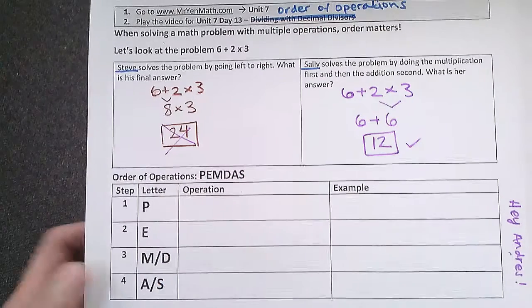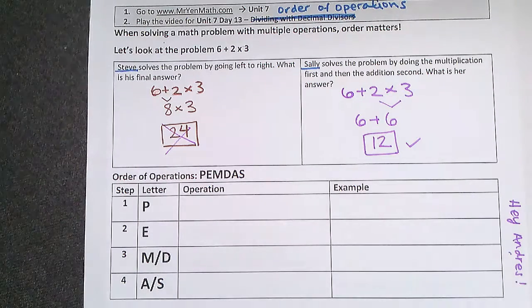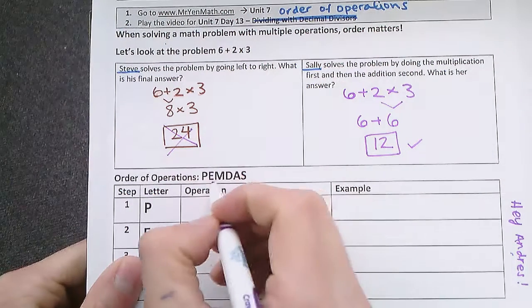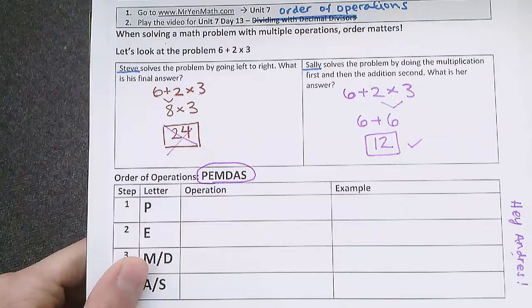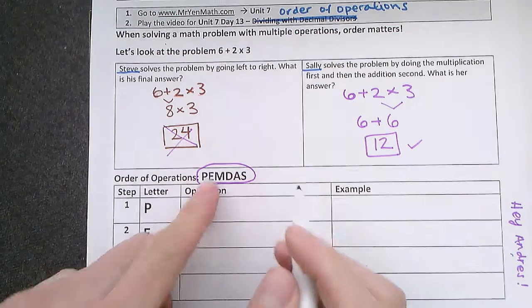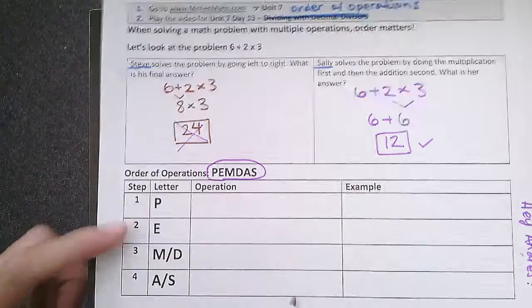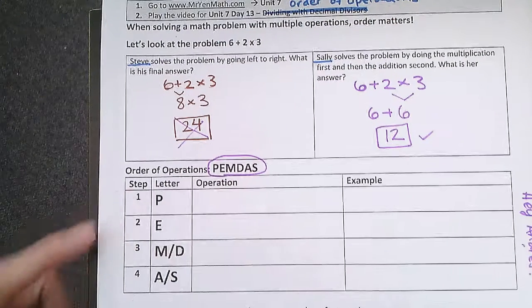When we're thinking about order of operations, the thing that can help you remember what to do in the order to do it is this right here. PEMDAS. Anytime you see a problem with multiple operations, you can write PEMDAS right next to the problem. And here's what that acronym is.